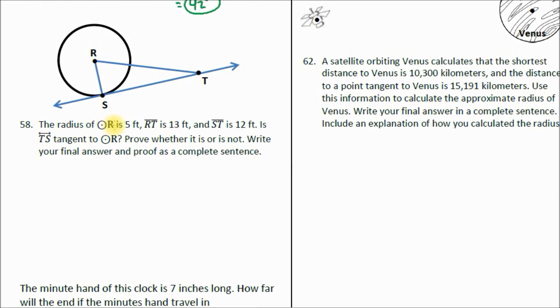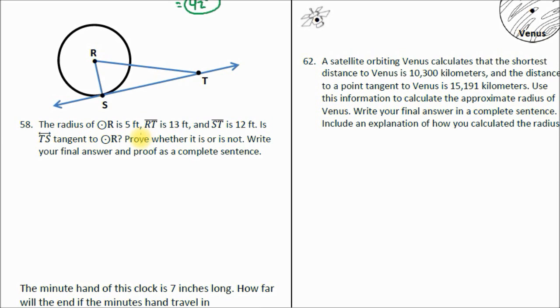The radius of circle R is 5 feet. Segment RT is 13 feet. Segment ST is 12 feet. Is line TS tangent to circle R? Prove whether it is or is not. Write your final answer and proof as a complete sentence.